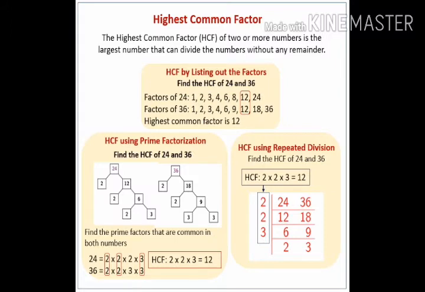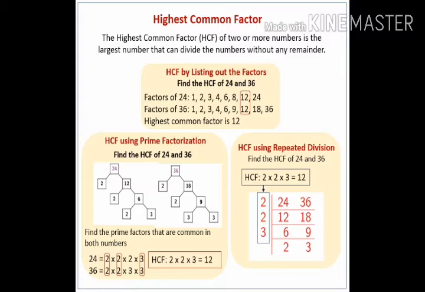I have given 3 processes here. So let's start. You can see in the first process, HCF by listing out the factors. Find out the HCF of 24 and 36. At first we have to write all the factors of 24 and the factors of 36. We have listed them. Then you can see the highest common factor is 12. That means among the common factors, 12 is the highest.